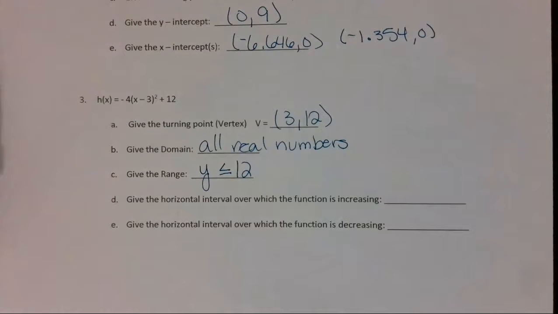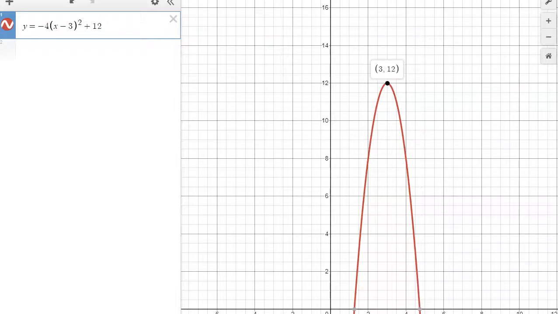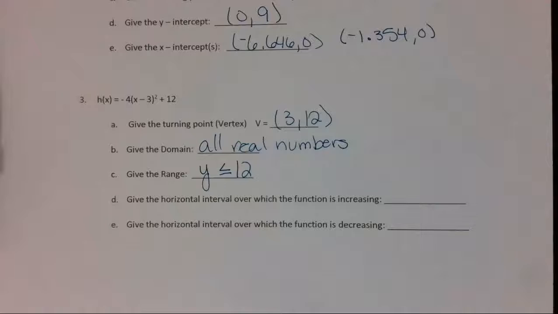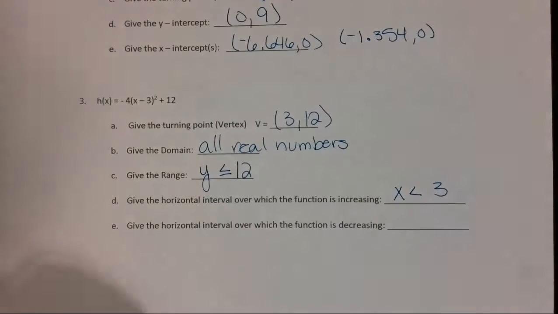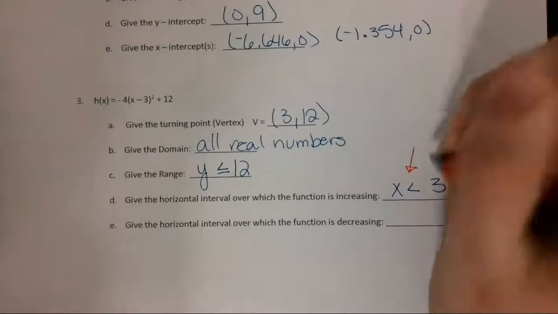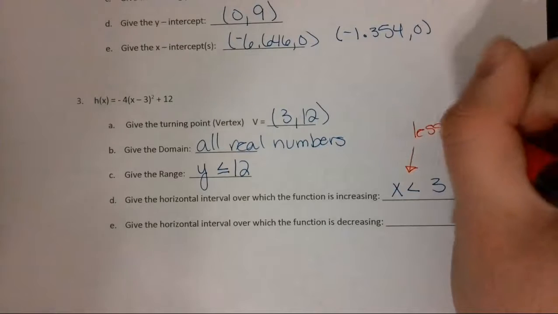Then looking back at my graph, it wants to know the interval where it's increasing and then where it's decreasing. So if I look, right here on the left side, it's got a positive slope. So for x values less than 3, it's increasing. So I write that as x less than 3. Remember, less than means left.